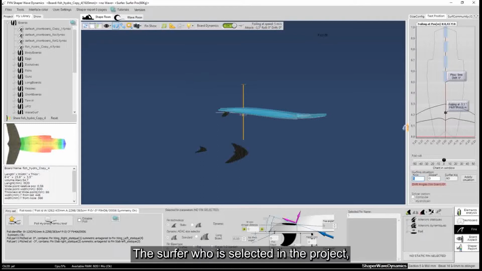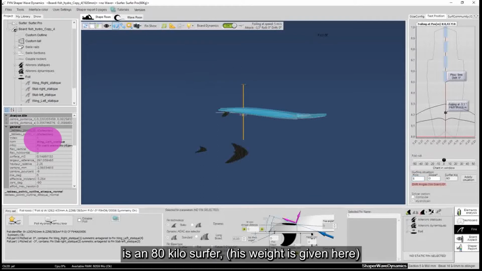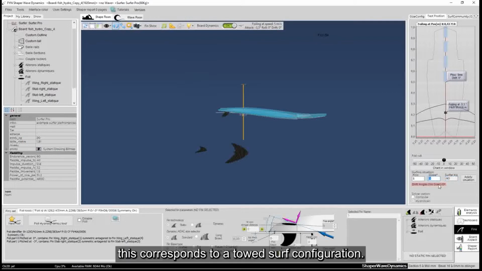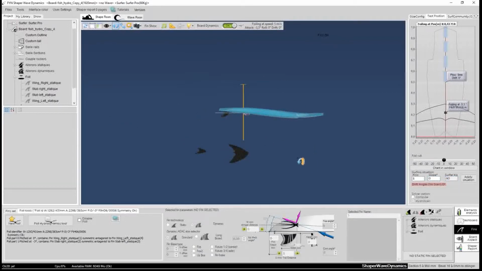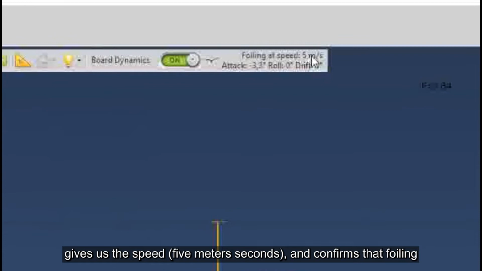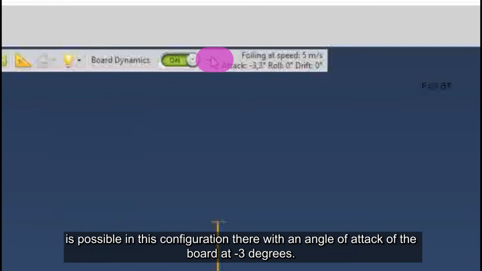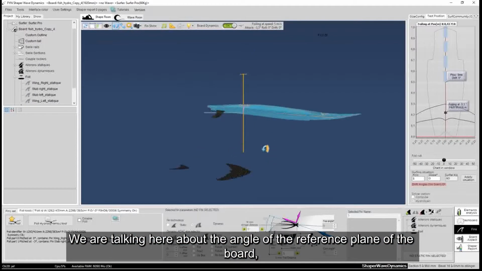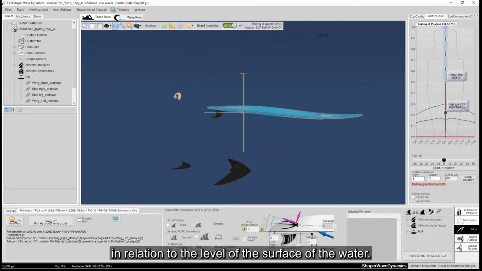The surfer who is selected in the project is an 80 kilo surfer, his weight is given here. The slope is 0 degrees. This corresponds to a towed surf configuration. We can position the surfer. The information here at the top gives us the speed, 5 meters per second, and confirms that foiling is possible in this configuration with an angle of attack of the board at -3 degrees. We are talking here about the angle of the reference plane of the board in relation to the level of the surface of the water.